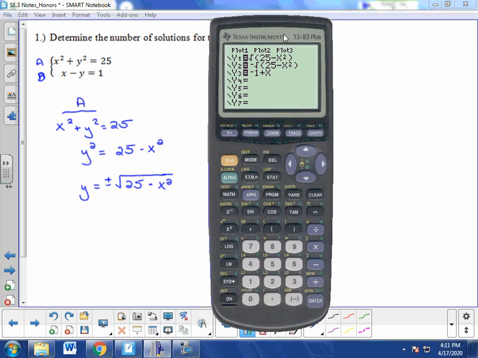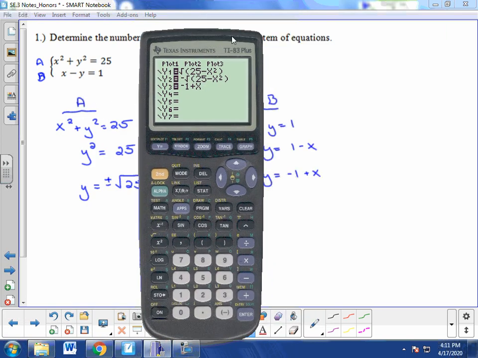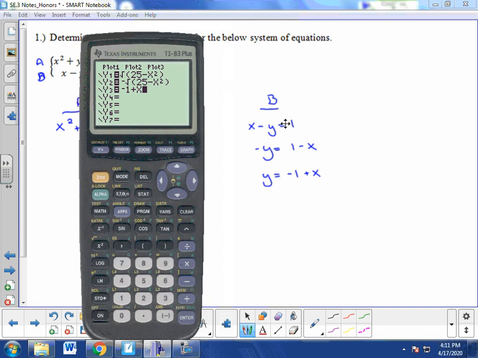So remember the first two spots in this equation are just a, because there's both plus or minus in front of the square root. Then this third spot is b, and now I can graph, and I can see that there are two solutions here.